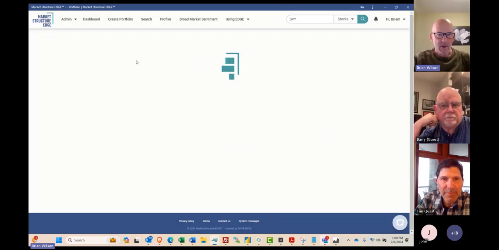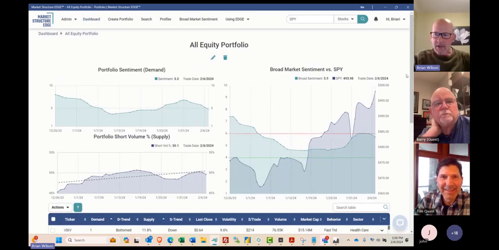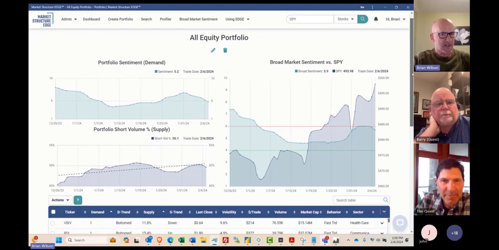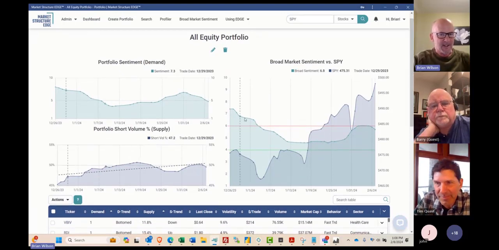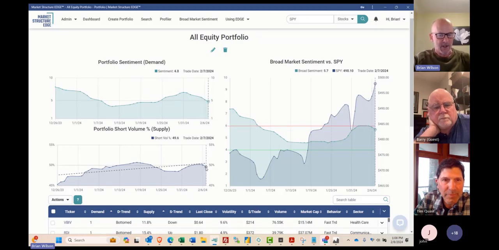And I don't know why that's being so slow. Maybe I'll go back to the front page. There it goes. Okay, so what we're tracking in the all equity portfolio is going to look a little bit different than the S&P 500. This is also on a daily basis, but essentially the Russell 3000 has slipped below neutral, but also notice what's happening with short volumes there. Just like big tech, they're also starting to decline.